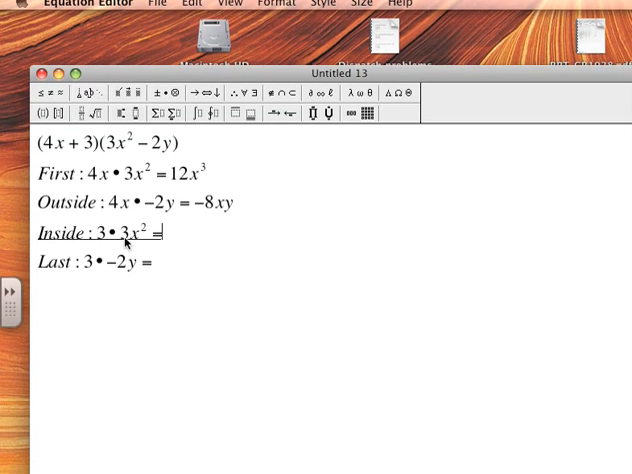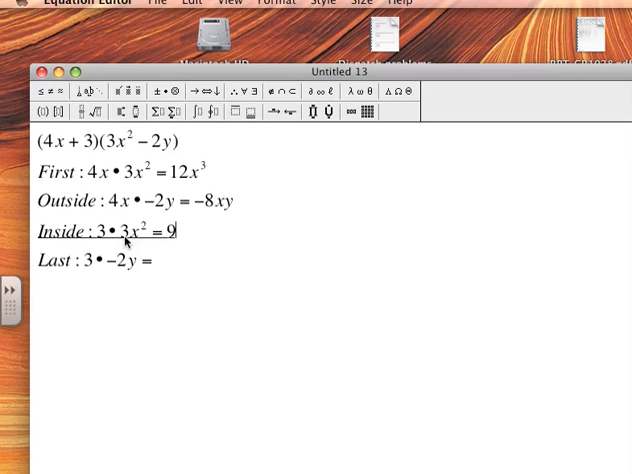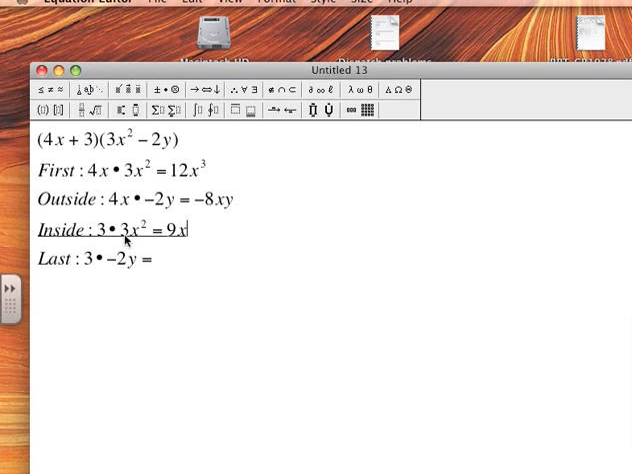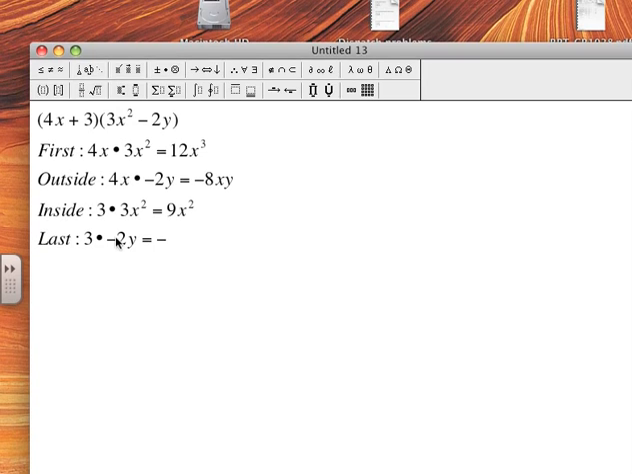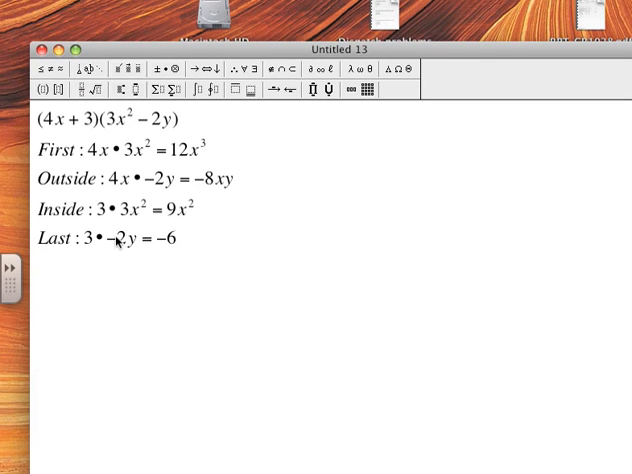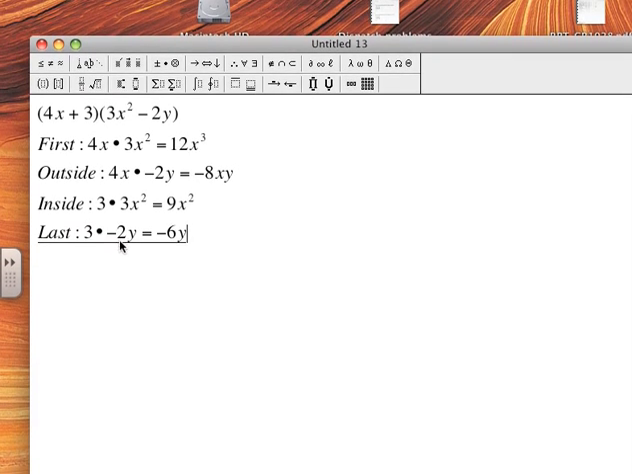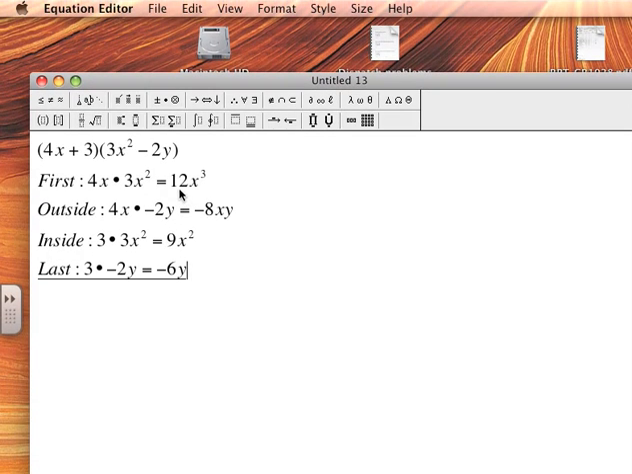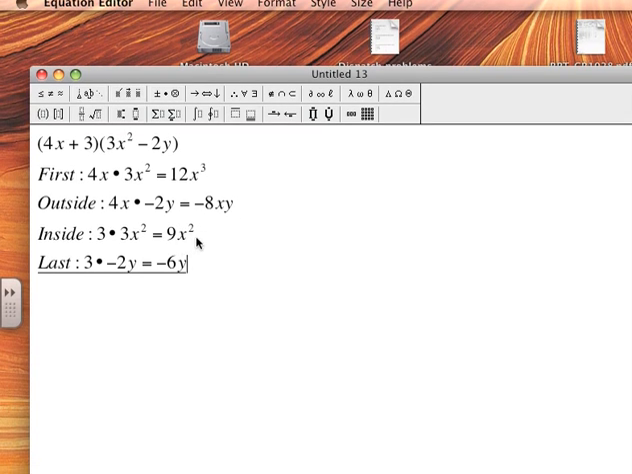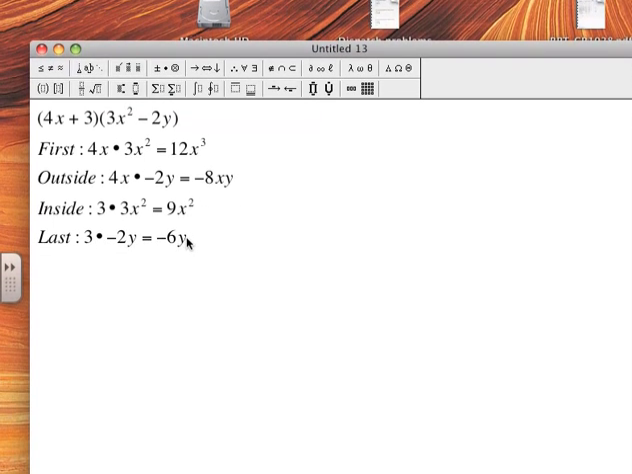Now look at my inside terms. 3 times 3, that's 9. And I just have x squared. I'm not multiplying that by anything, so I'll write x squared. And my last two terms, 3 times negative 2, that's negative 6. And I don't multiply anything by y, so it's just y. Now, I'm required to look at each total. So you have 12x to the third power, negative 8xy, 9x squared, negative 6y.